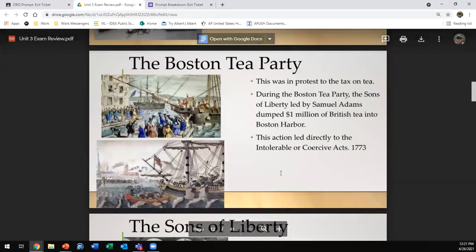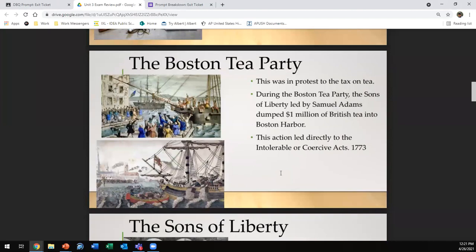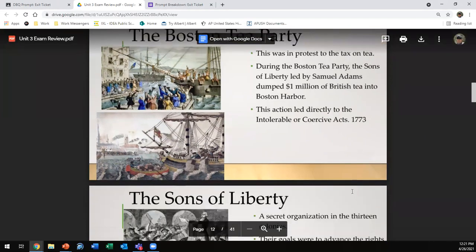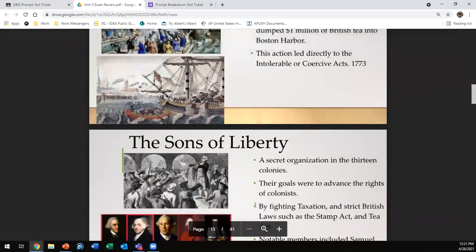Boston Tea Party, a way to protest the tax on tea. During the Boston Tea Party, the Sons of Liberty, led by Sam Adams, dumped $1 million worth of British tea into the harbor. These will lead directly to the Coercive or Intolerable Acts, which we'll talk about in a second. The Boston Tea Party is a direct attack on the Tea Act, and it will lead to a direct policy attack, so to speak, on the Massachusetts colony.